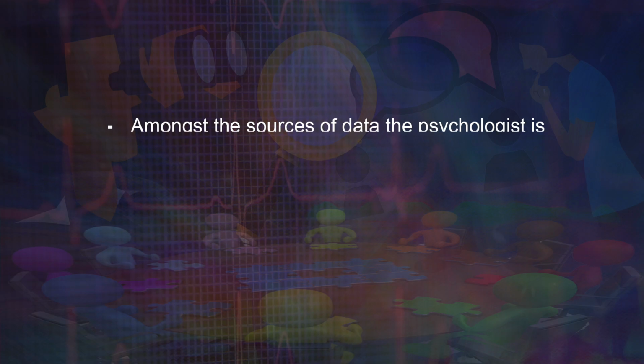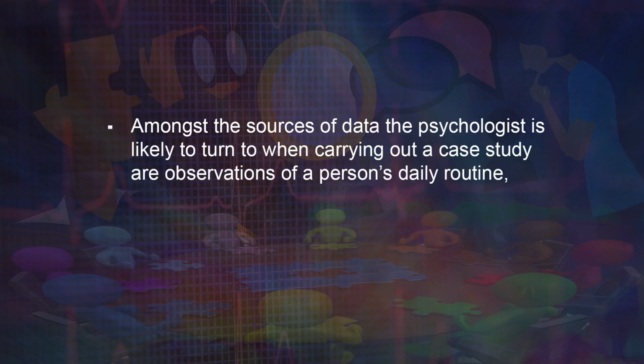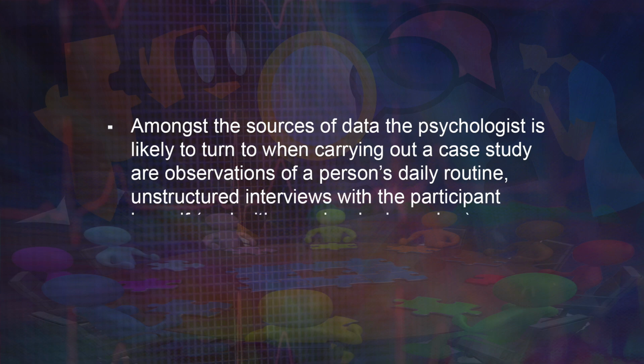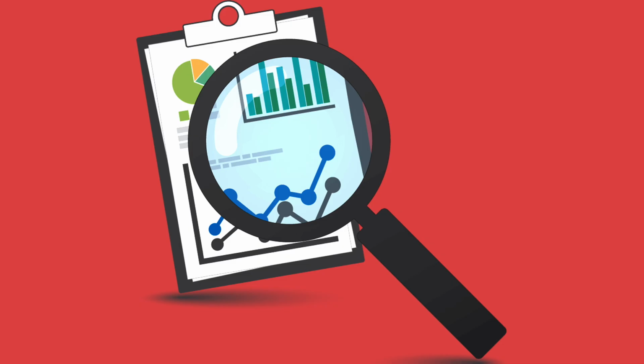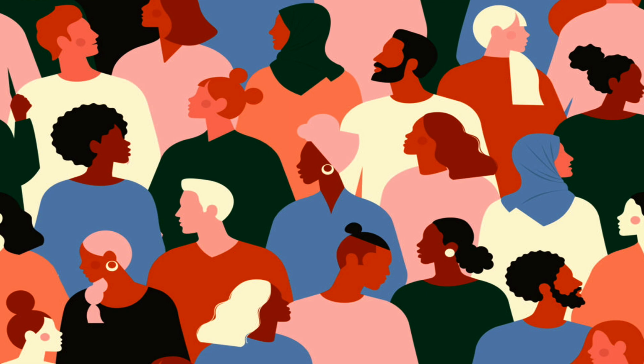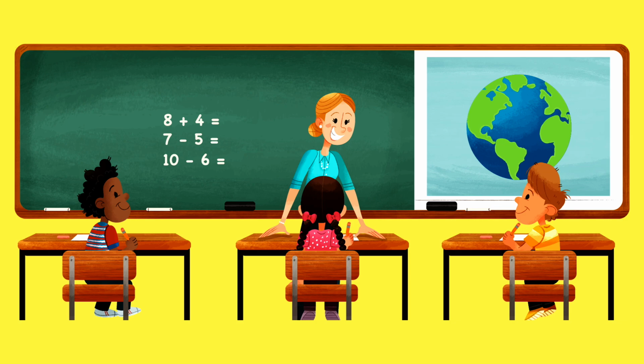Among the sources of data the psychologist is likely to turn to when carrying out a case study are observations of a person's daily routine, unstructured interviews with the participant himself and with people who know her, diaries, personal notes. The case study method often involves simply observing what happens to or reconstructing the case history of a single participant or group of individuals, such as a school class or a specific social group, that is, the idiographic approach.